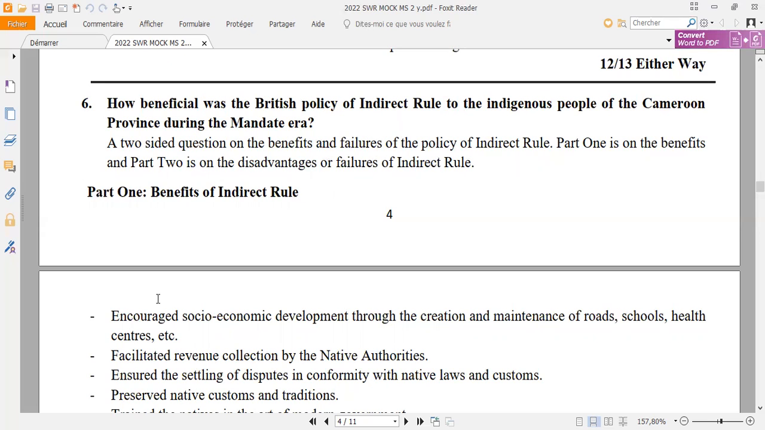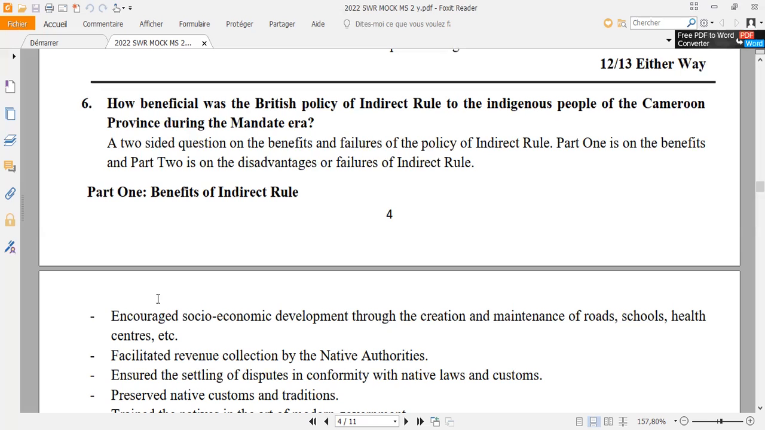This question is a two-sided question, centered on the benefit and the failure of the policy of indirect rule. Part 1 is centered on the benefits, and part 2 is centered on the disadvantages or failure of indirect rule. I repeat, a two-sided question centered on the advantages and disadvantages of indirect rule. Part 1 will focus on the benefits or advantages of indirect rule, and part 2 will focus on the disadvantages or failure of indirect rule.